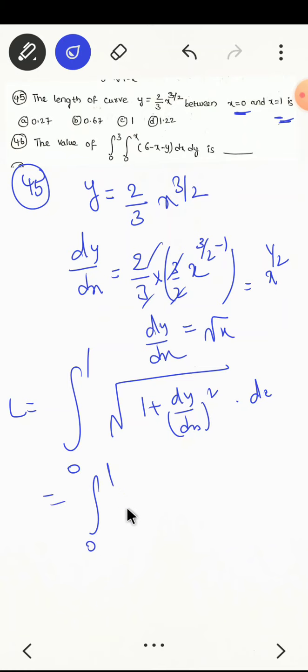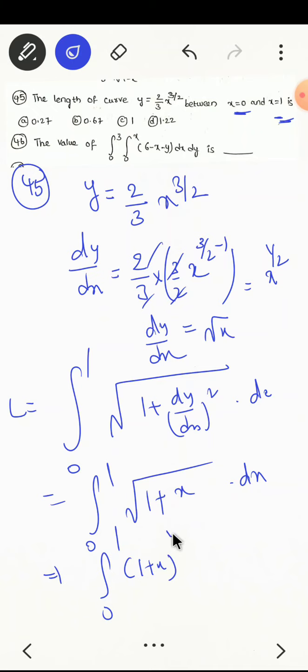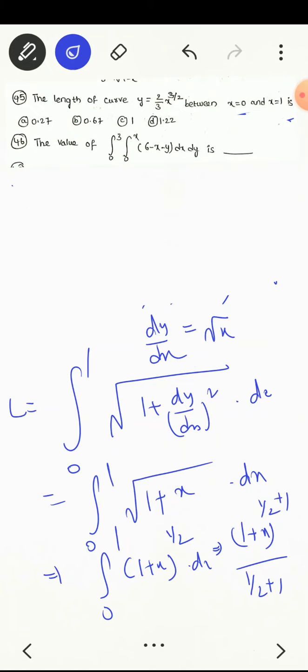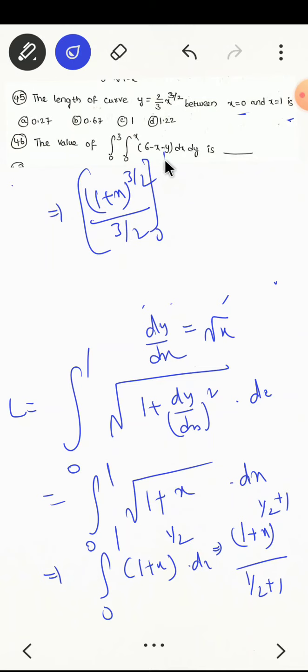Then I can write it as integral 0 to 1 of root over 1 plus (root x) whole square, which is x, into dx. Root 1 plus x dx can be written as integral 0 to 1 of (1 plus x) raised to power 1 by 2 dx. That I can write as (1 plus x) raised to power 1 by 2 plus 1, divided by 1 by 2 plus 1. It's easy, right? Yes, it will be (1 plus x) raised to power 3 by 2 divided by 3 by 2. Apply limits varying from 0 to 1.